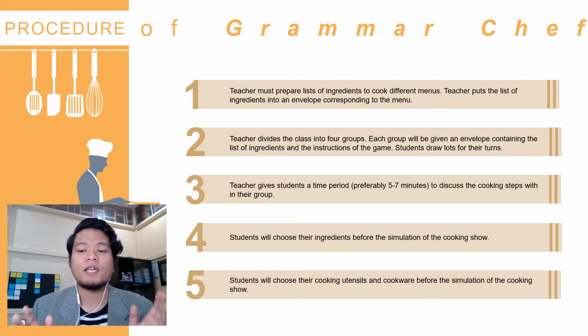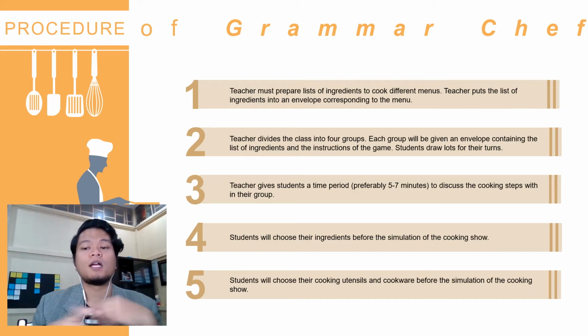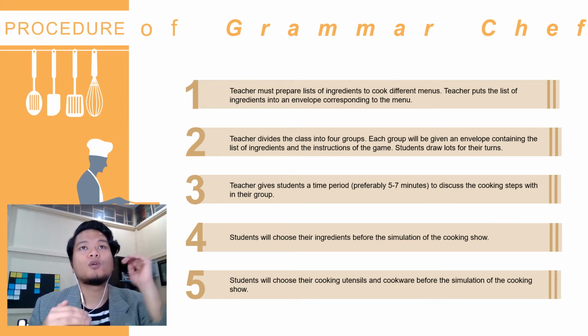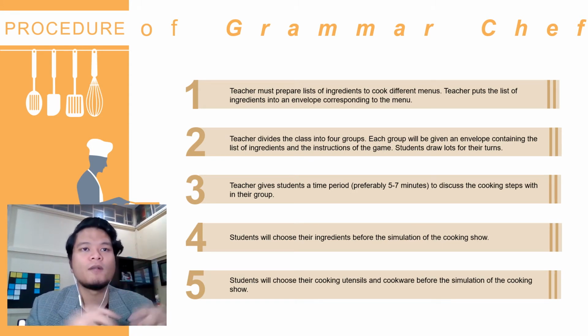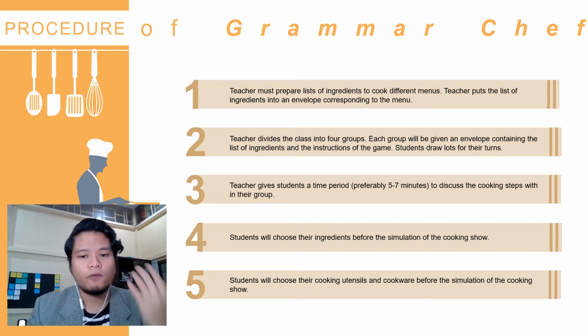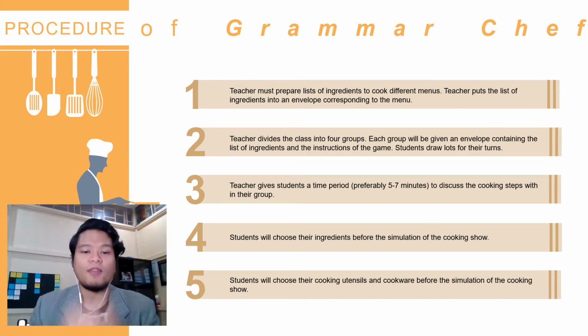Moving on to the third step, the teacher gives students a time period of approximately 5 to 7 minutes to discuss the cooking steps within their group. Students have to sit in their group and discuss the cooking steps, such as what ingredients should be put in first, and so on and so forth. And the next step is that students will choose the ingredients before the simulation of the cooking show.